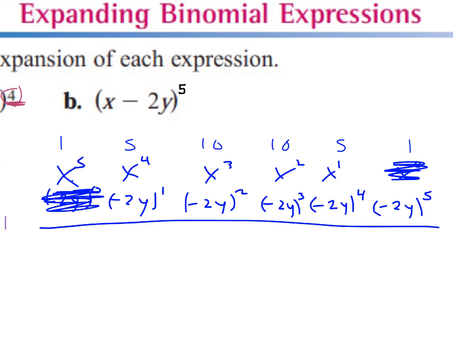And let's multiply our columns. What is 1 times x to the 5th power? x to the 5th power. Next, we have 5 times x to the 4th power times negative 2y. So we want to just multiply our coefficients first. So we have 5 times negative 2, which would be what? Negative 10. And then we have x to the 4th power times y to the 1st power.